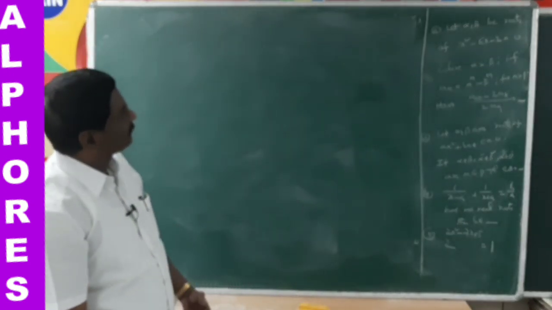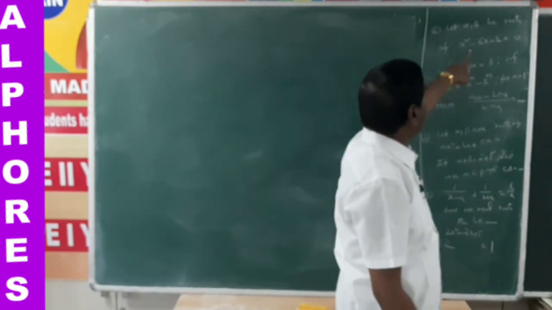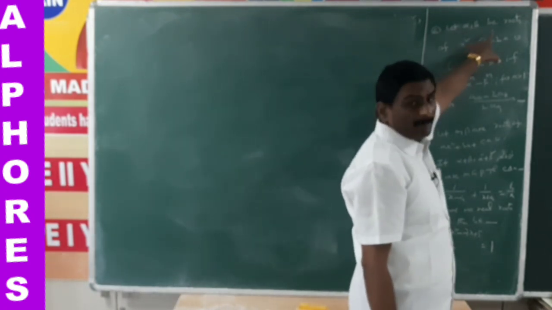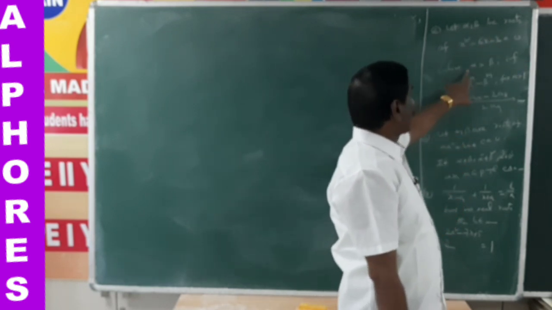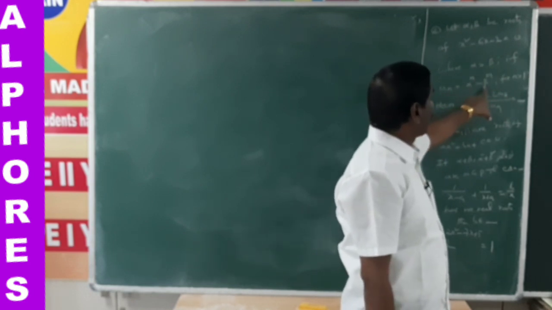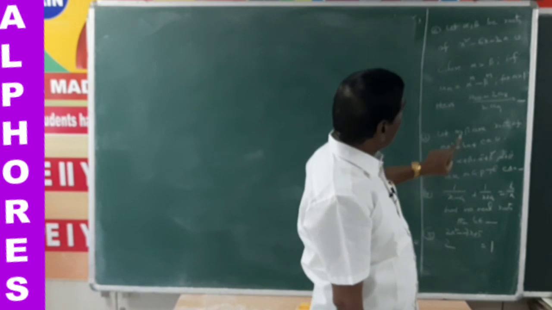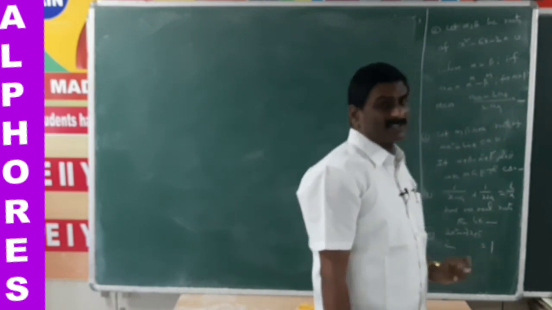Second one. Let alpha comma beta be the roots of x square minus 6x minus 2 is equal to 0, where alpha greater than beta. If a n is equal to alpha power n minus beta power n for n greater than 1, then a suffix 10 minus 2 into a suffix 8 by 2 into a suffix 9 is equal to dash.